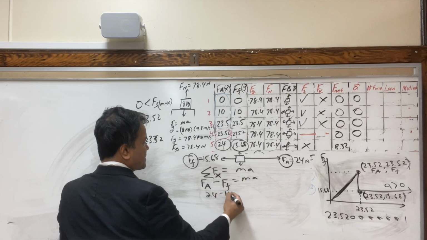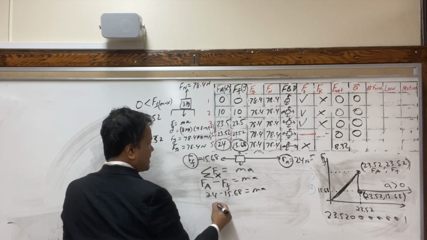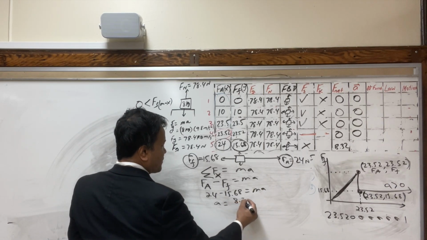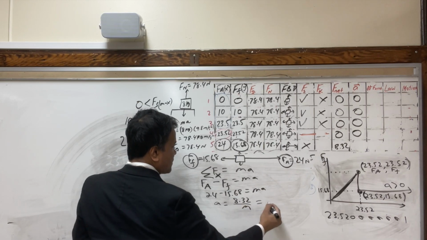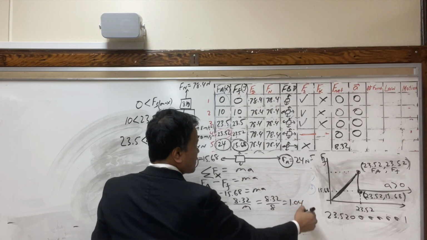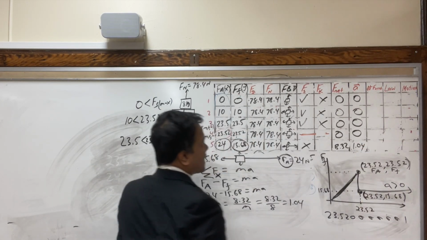24 minus 15.68 is equal to MA. A is 8.32 over M. So 8.32 over 8 is 1.04. So acceleration is 1.04.